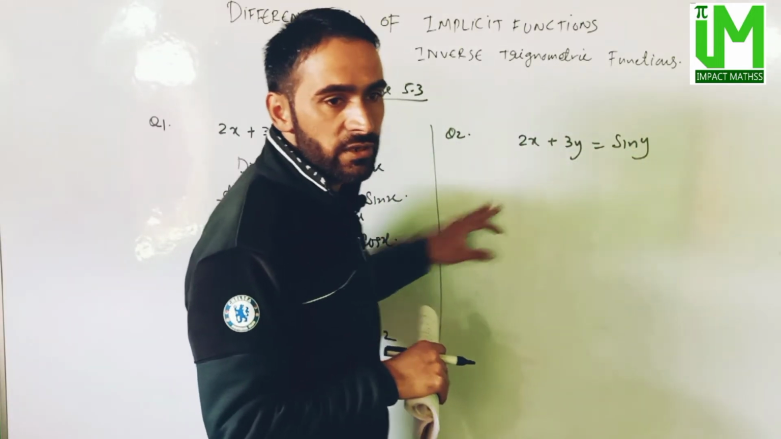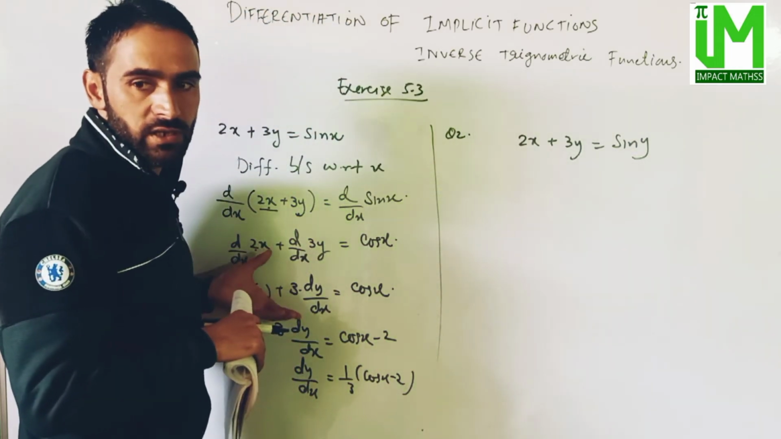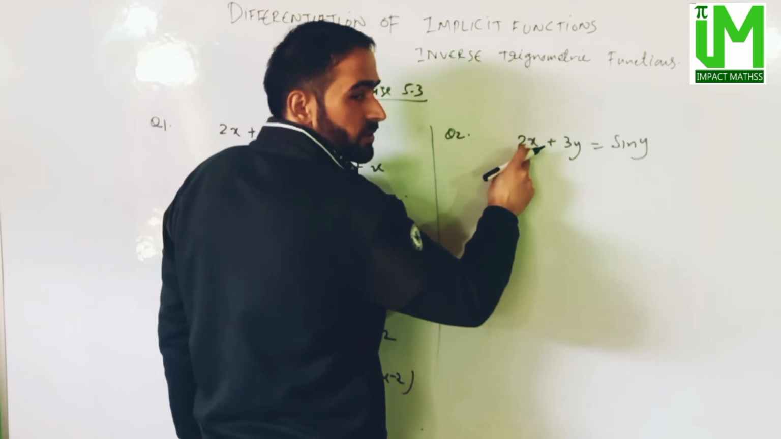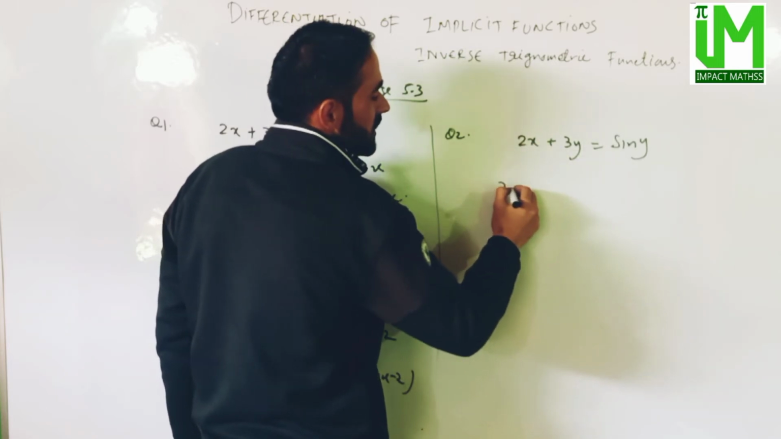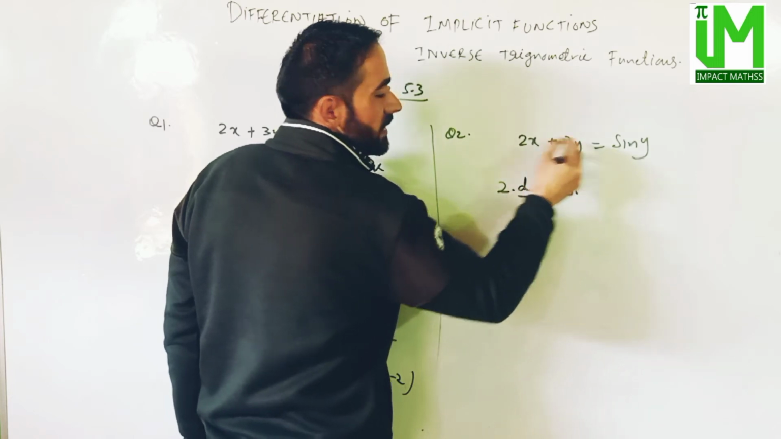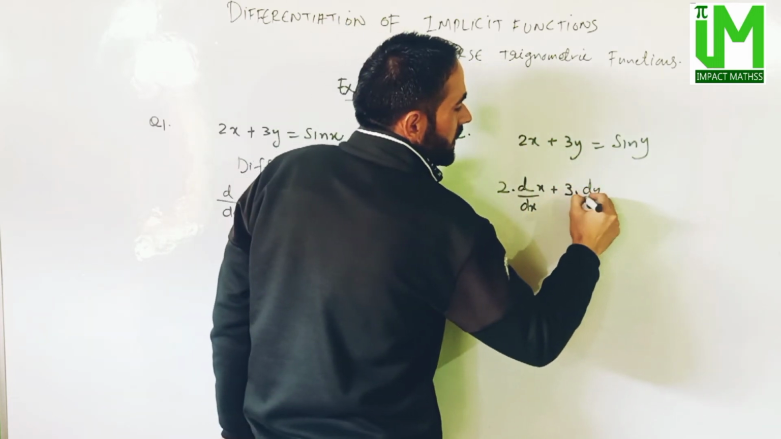Without using it, we can skip these steps here. ठीक है. So 2x plus 3y इसकी differentiation. So 2 गई L. So it will be d by dx of x plus 3 गई L. y is क्या ही? It will be dy divided by dx.